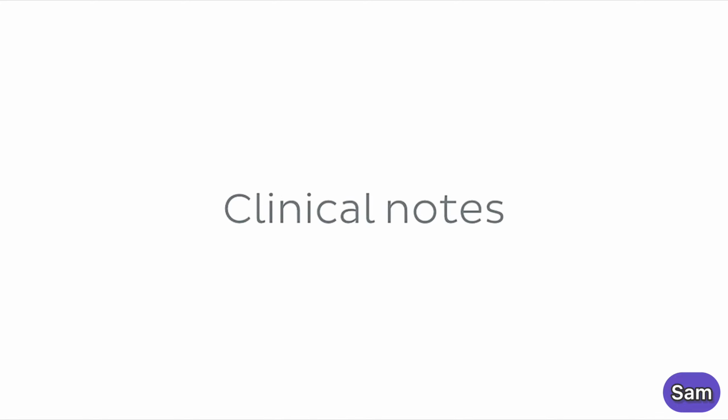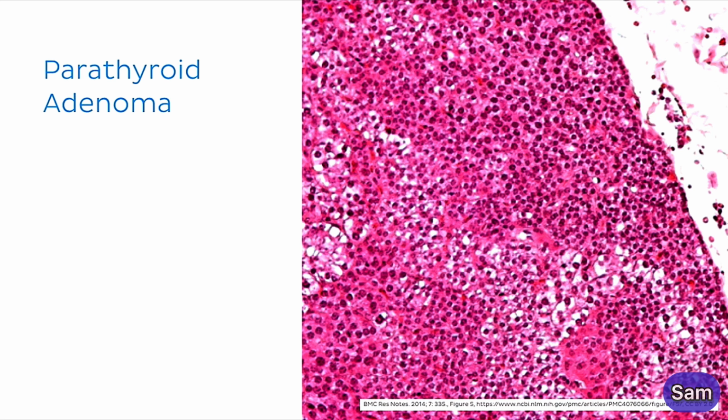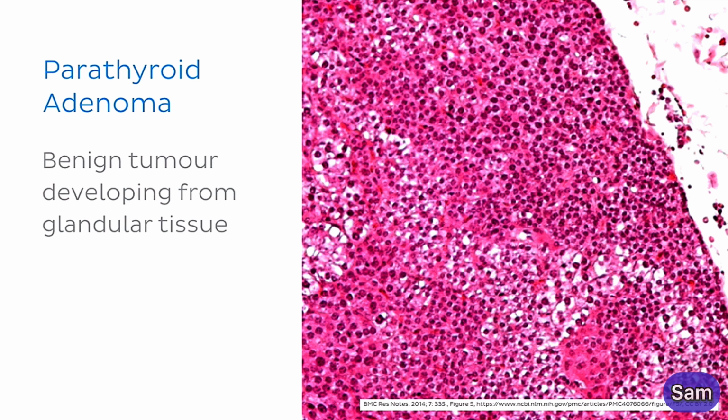Now that you've identified the cells and structure of the parathyroid gland, do you think you're able to notice if something was wrong? Time for a clinical note. In this image, we're looking at what's called a parathyroid adenoma. An adenoma is a benign tumour developing in glandular tissue. In this case, that glandular tissue is of the parathyroid gland.